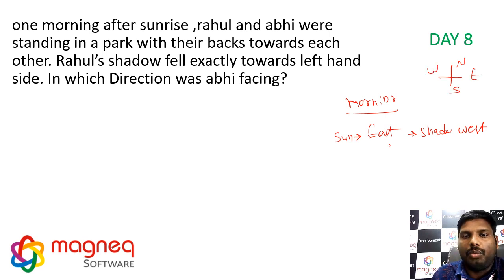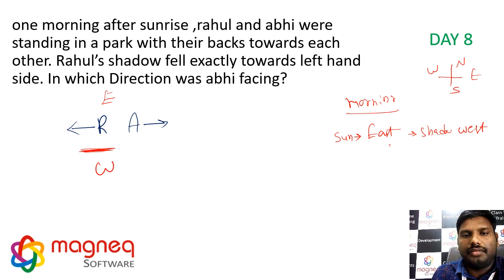So given data: one morning after sunrise, Rahul and Abhi were standing in a park with their backs towards each other. Their backs towards each other means faces in opposite directions. So Rahul's shadow fell exactly towards the left hand side. This is the left hand position. We know in morning time the shadow falls in the west direction. So west direction is opposite to east direction.